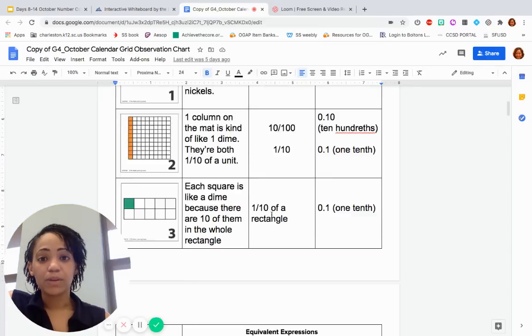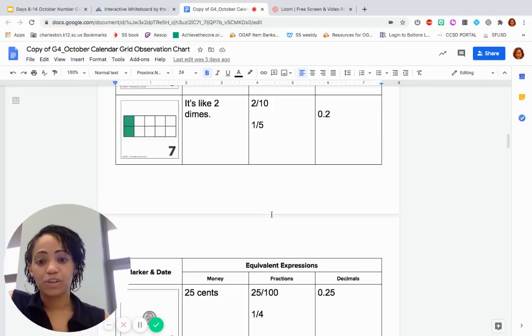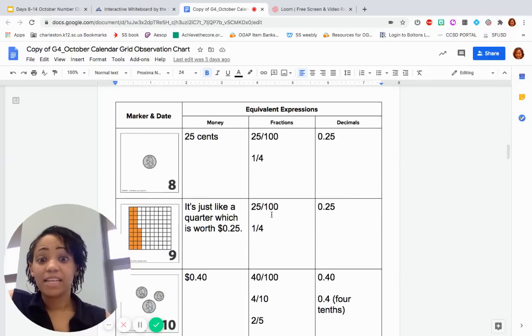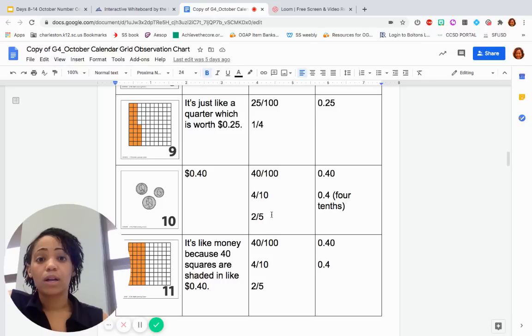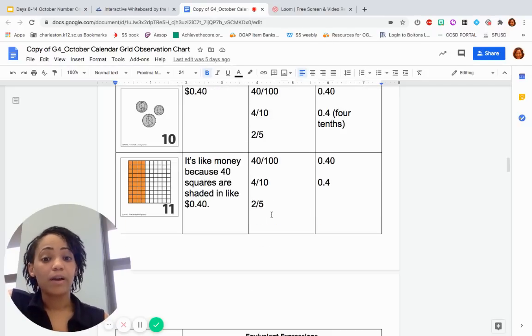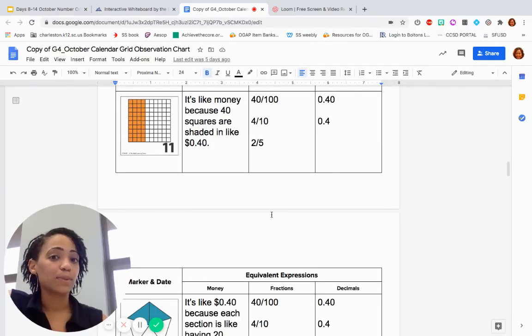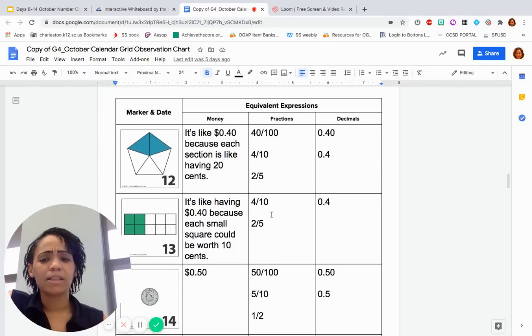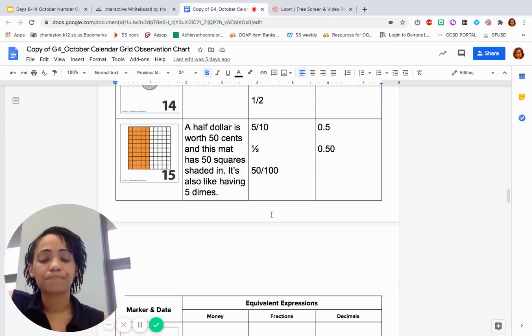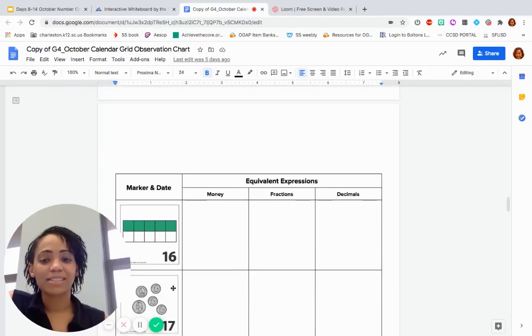All right. We know that when we're working through our observation chart, we're trying to find equivalent names for these pictures. So how could we write it as a fraction? And then what would it look like as a decimal? And then how is that related to money? So let's start with the 16th.